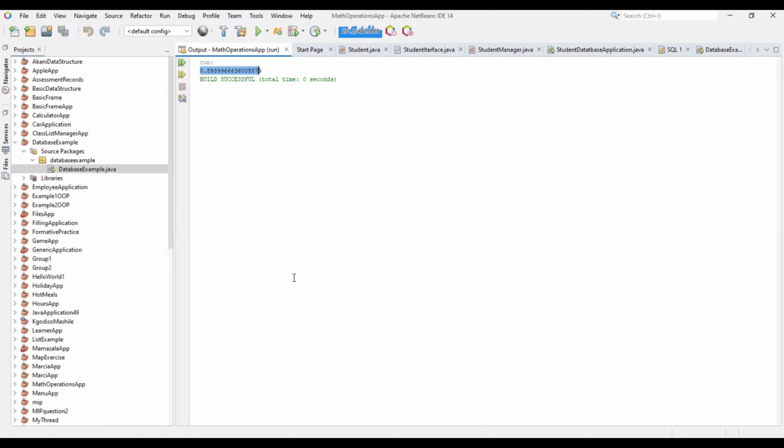What it's saying in this case is that the sine of 90 degrees is actually 0.89. So it means that one is actually correct. All right, so now let us try the one for cos 90.